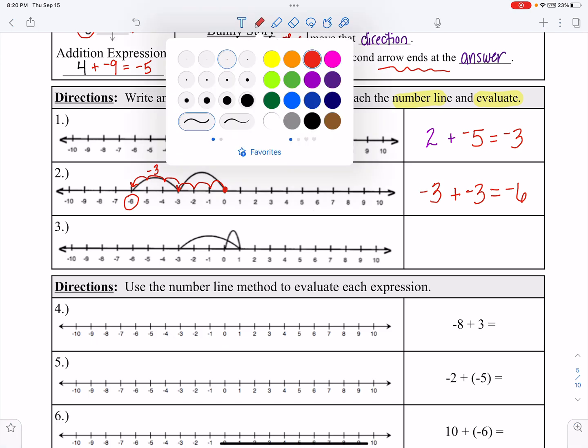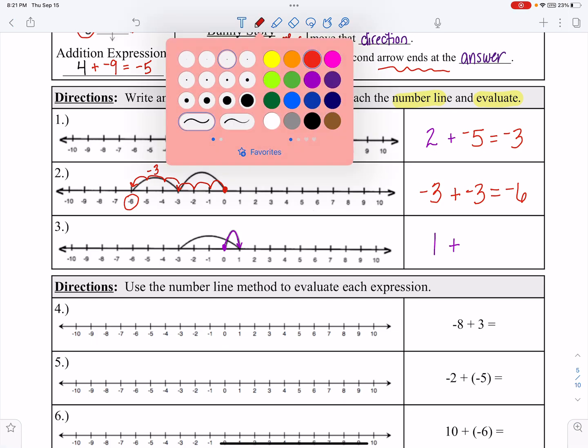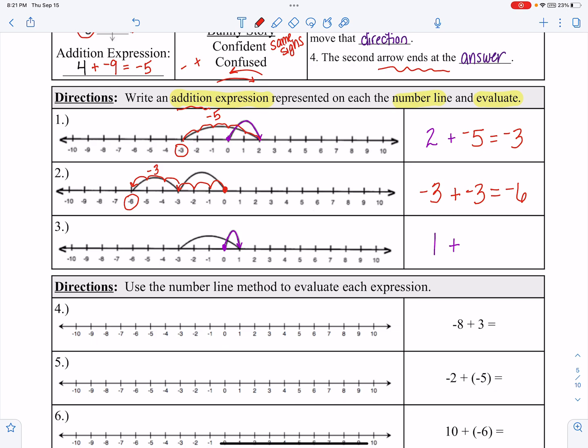All right, we start at 0 here for number 3, and the first move is a positive 1, so we just represent it as a 1. We're making an addition equation. You can see now we're going backwards. So how much negative are we adding? I can see 1, 2, 3, and 4. So we're adding a negative 4 to that. When we add a negative 4, you can see that our second arrow ends at the answer, which is negative 3.